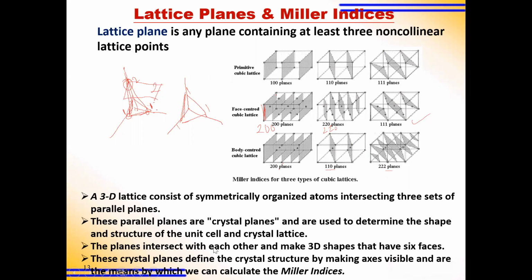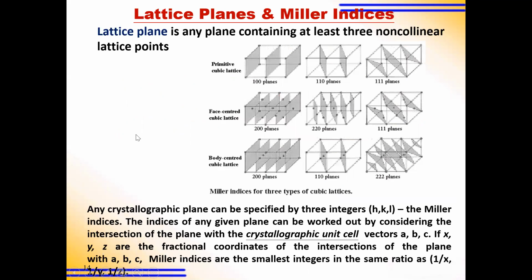Then these planes intersect with each other and make 3D shapes that have 6 faces. And these crystal planes define the crystal structures by making the axes visible, by which means we can calculate the Miller indices. So all the points will be covered with this. Then any crystallographic plane can be specified by three integers, that is the HKL. Okay, so the Miller indices can be easily calculated, and the indices of any given plane can be worked out.